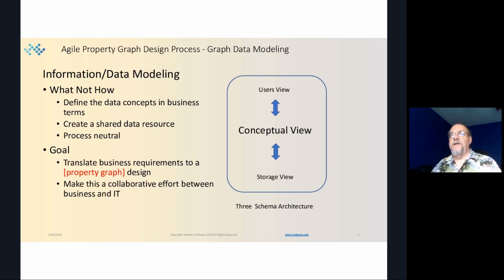And we want this to be a collaborative effort, obviously. And we need to involve, this is where, in a big way, we can get the business involved in what we're doing. All right, so first idea, we're doing what, not how.